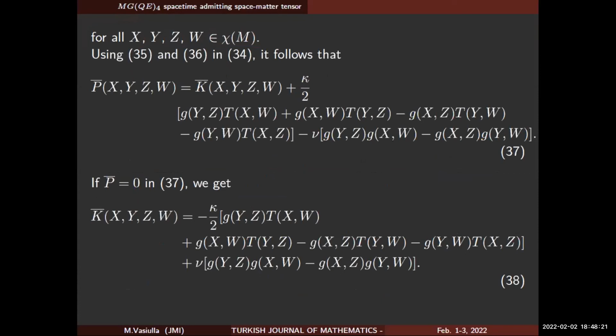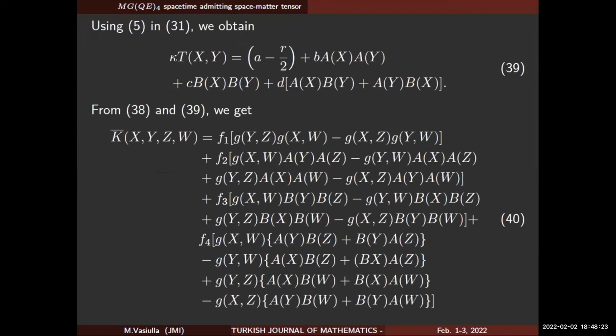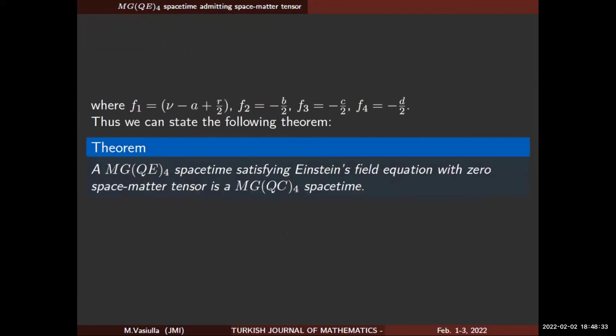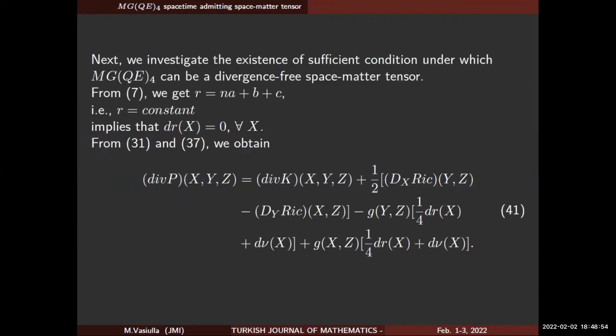If P bar equal to 0 in 37, we get 38. And using 5 in 31, we obtain 39. From 38 and 39, we get 40, where F1 equal to F2 minus B by 2 and F3, F4. Hence, we can state the following theorem. A mixed generalized quasi-Einstein space-time satisfying Einstein's field equation with zero space matter tensor is a mixed generalized quasi-constant curvature space-time.